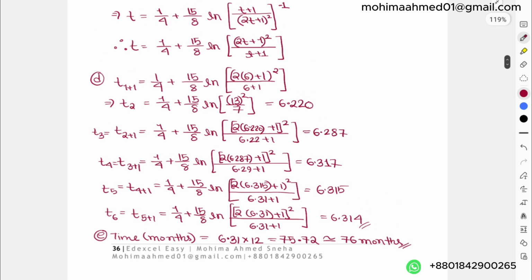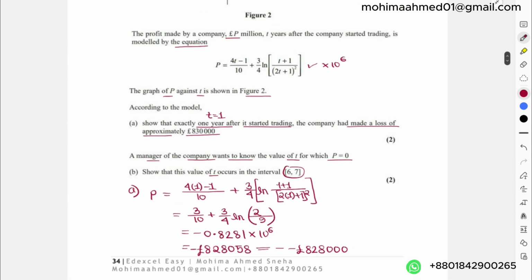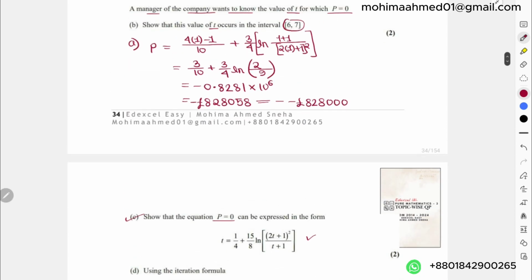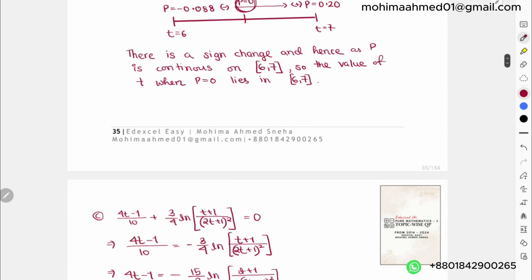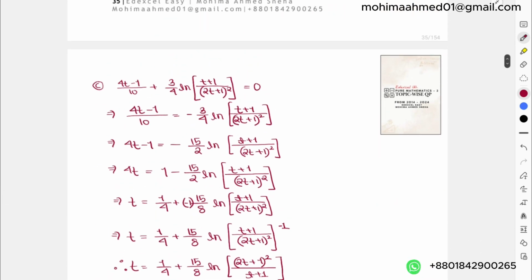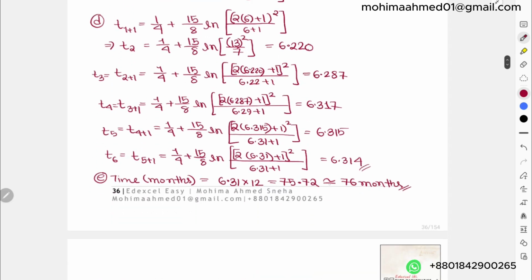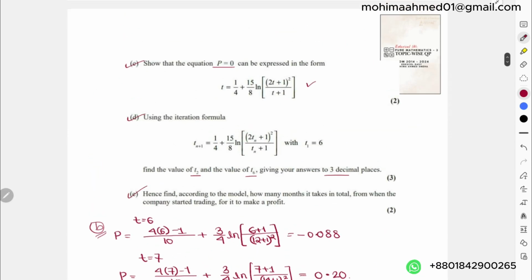So this was it for your October 22. I hope this was clear for everyone. This is your part A. Part B is written over here, all this is part B. Then this is your part C, up to this is part C. Then the iteration is your part D, and the last process is your part E. So we are done with your October 22 numerical methods.